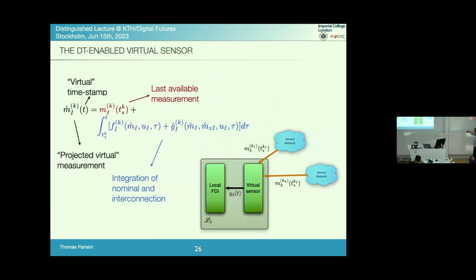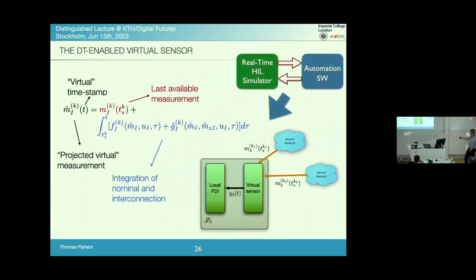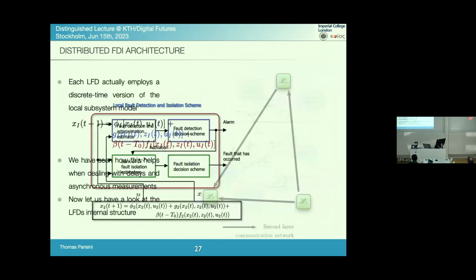So basically you have what you call a virtual sensor, but the virtual sensor is no more than using the dynamics here, and that is where the digital twin is coming into the picture. You use the information of the local dynamics to actually project in the future to synchronize with the others, okay, and getting this virtual timestamp here. But how can you do that if you do not have a model of the dynamics that runs in real time in parallel with your plant? That is what we have done, okay?